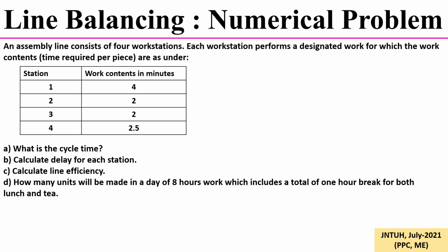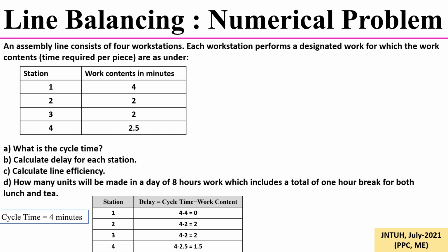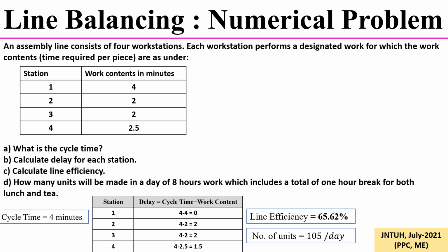So for the given problem, what is the cycle time? We determined the cycle time is 4 minutes, and the delay time for each station is: first station 0, second station 2, third station 2, and the fourth station 1.5 minutes. The next question was line efficiency: line efficiency equals 65.62%, and the number of units equals 105 per day. So this is the solution, and thank you.